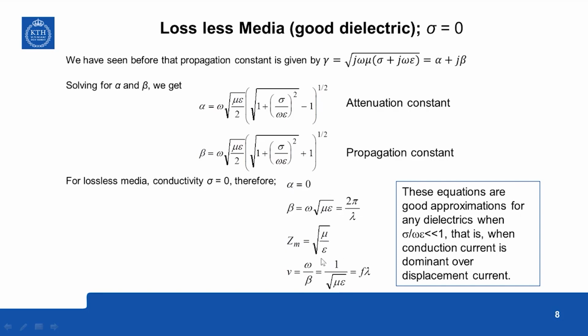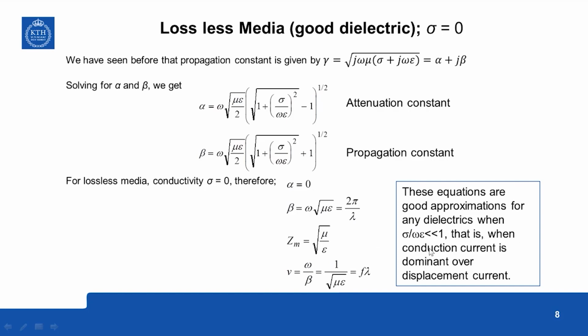But we can use these equations with very good approximations for any dielectric when we have sigma by omega epsilon, this part, far less than 1. So when this part is far less than 1, you get something like 1.002 or something like that. So you can approximately take it as 1 and this to be equal to 0. Still these expressions can be valid.